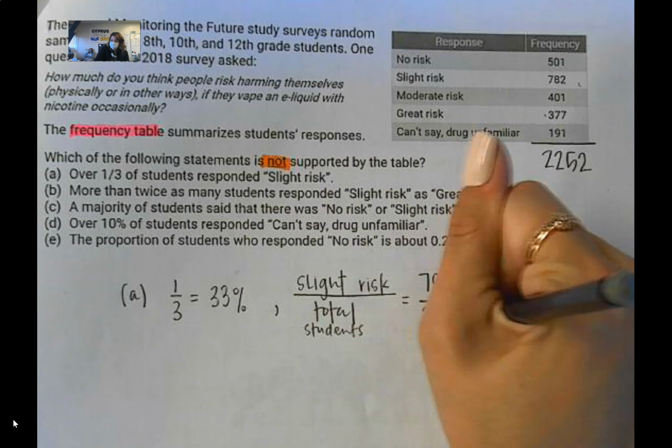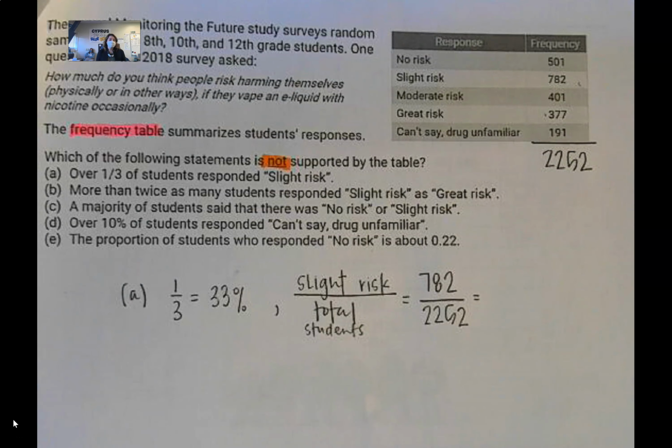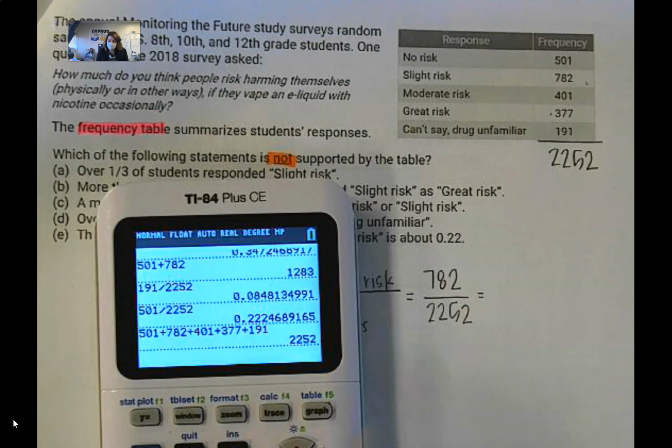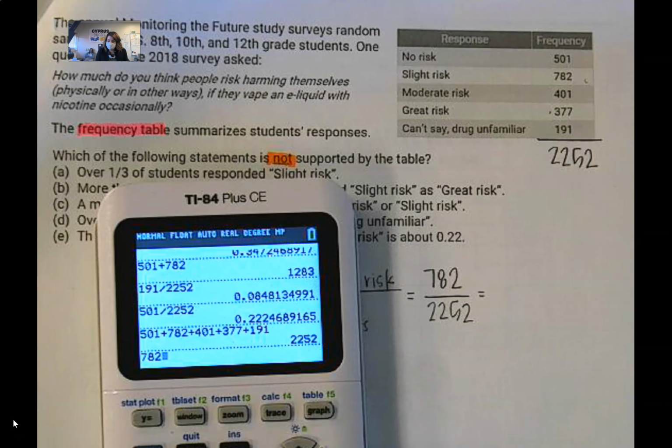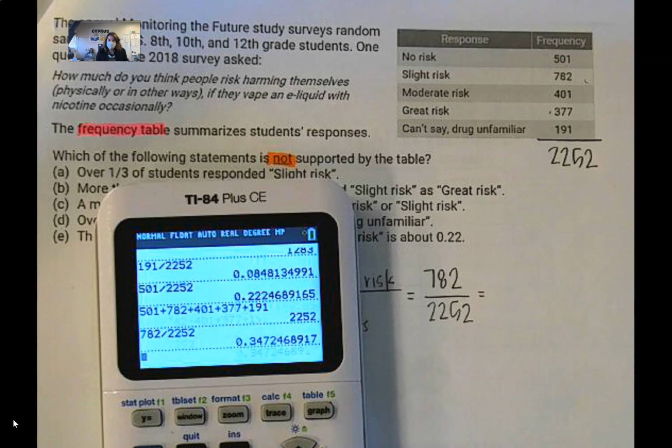If this is something that you're struggling with, I made a video on it. It's in Friday's module. It goes through finding percents and rounding pretty slowly. So if you need extra support on this, know that it is on the Canvas page.